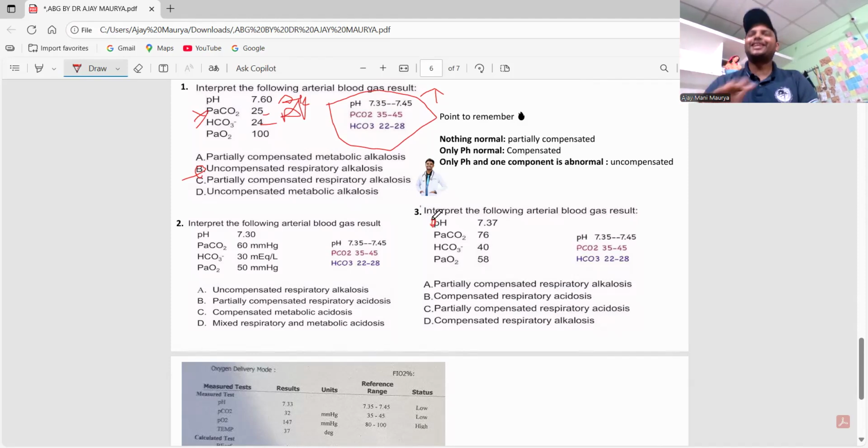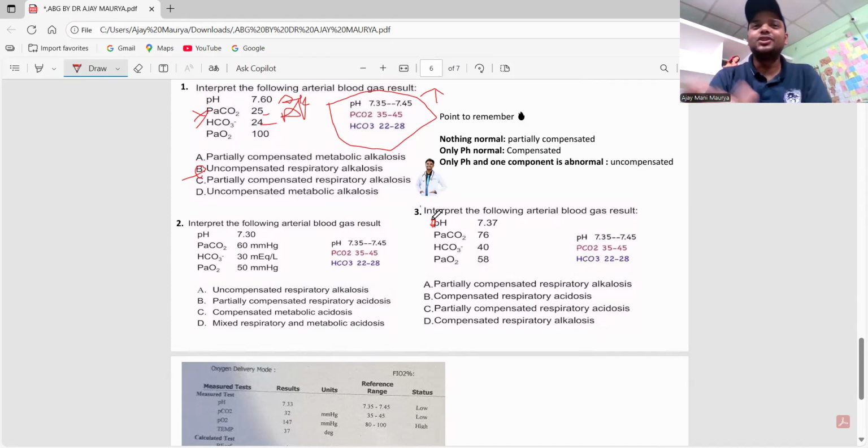The king's mood is very happy, meaning the pH is normal. Okay, I got my pH back. But what is the reason behind that? What is the happiness behind that? Because CO2 and bicarbonate are working very hard.